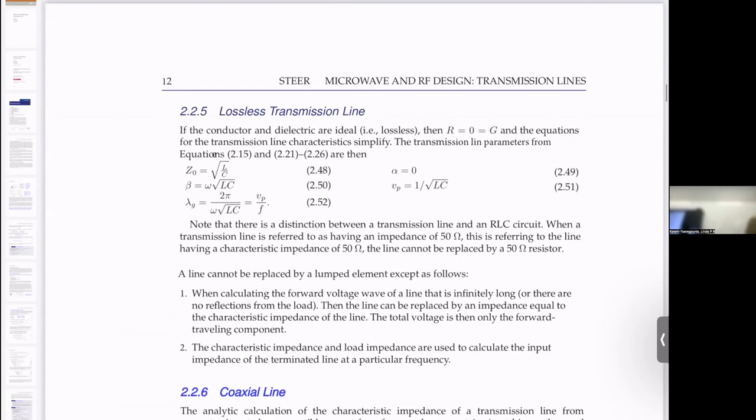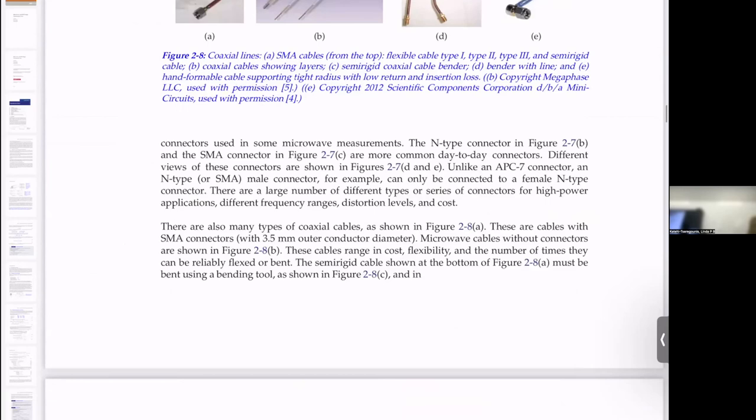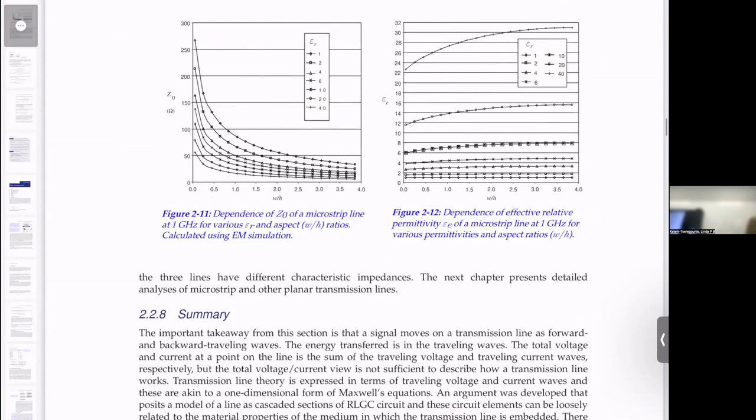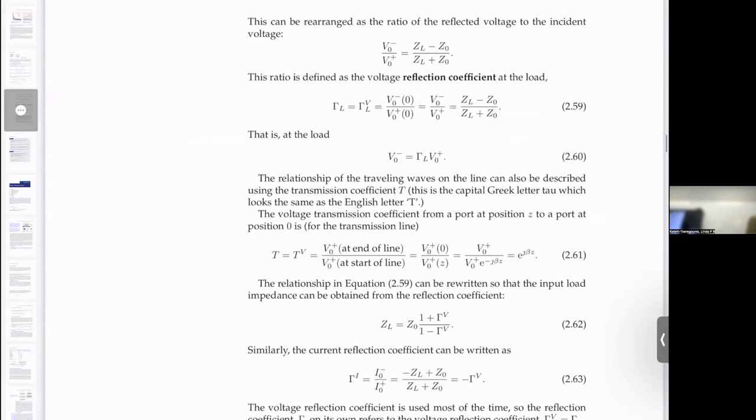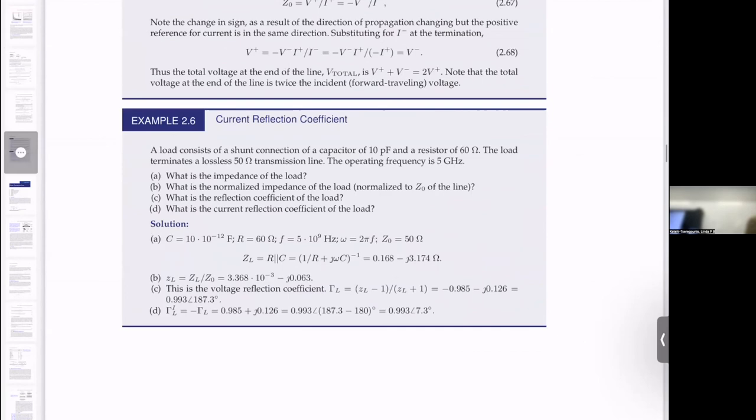There is a lot of discussion in this. You can read it if you want. This is the microstrip, all right? It has also different things. That's why I did not like this book tremendously. I like the examples because it does some things and then goes to planar lines.